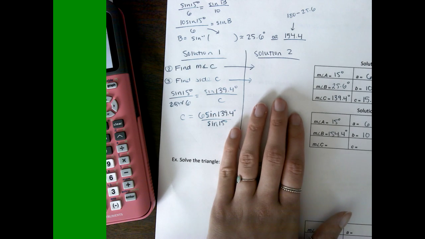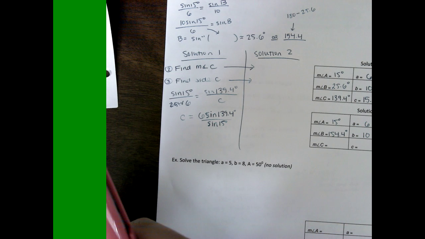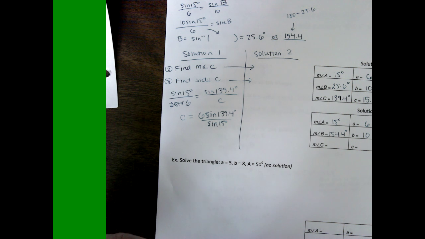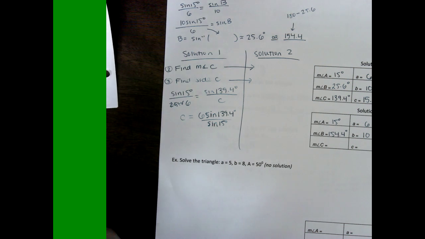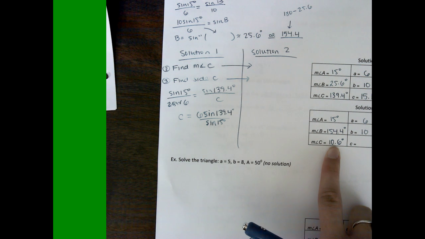So after you do that, you're going to do the same steps for solution 2, find the angle C, and see what you get. So 15 plus 154.4. So I'm getting 10.6 for this one. Again, we're getting that because these should add up to 180. So here in this one, side C is going to be the smallest side. Okay.